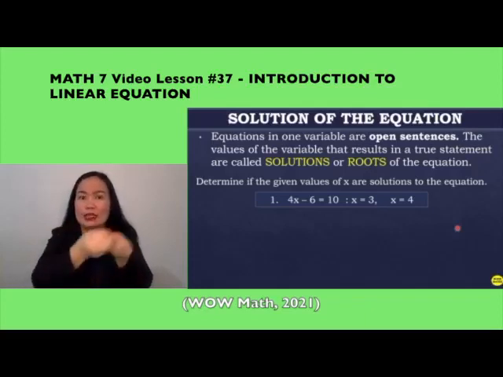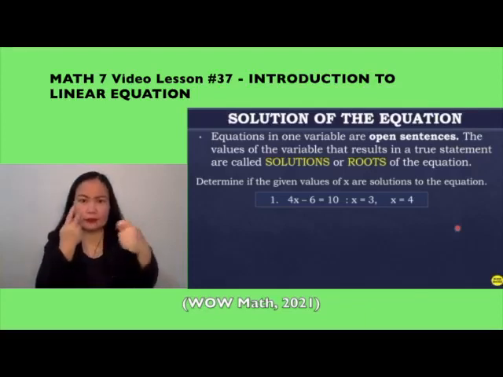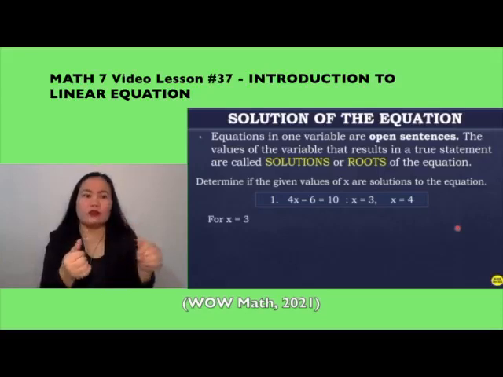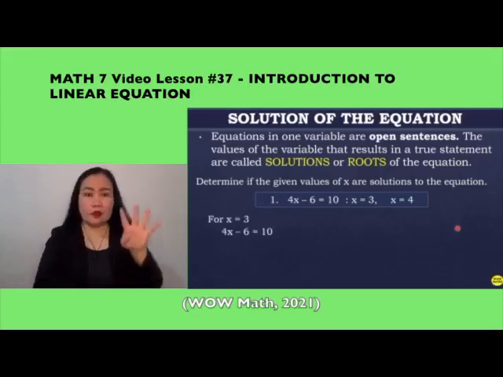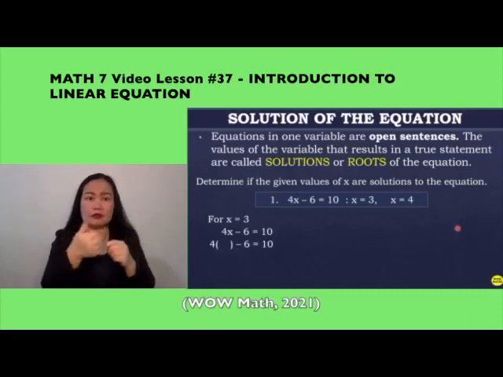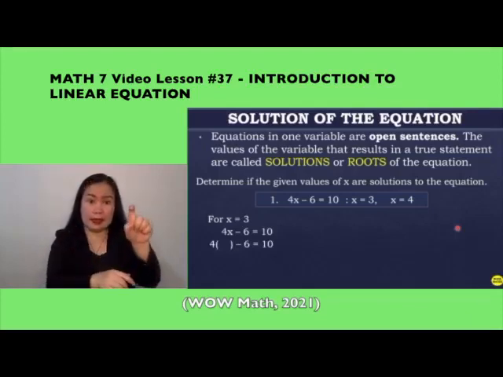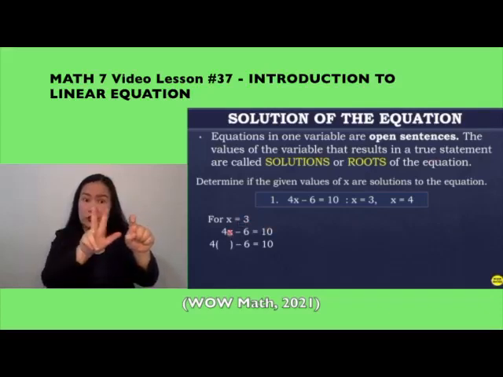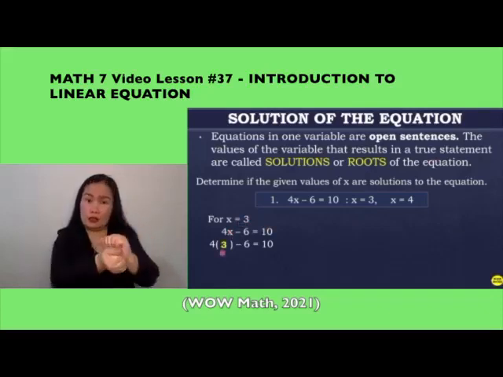Okay? So, binibigyan tayo ng iba't ibang given and then isosolve natin siya. So, let's try x is equal to 3. Now, for x is equal to 3, so first step, copy your given, of course. So, 4x minus 6 is equal to 10. Now, from here, yung x natin, since ang given nga po natin dito ay x is equal to 3, so itong x po ay papalitan natin ng 3.